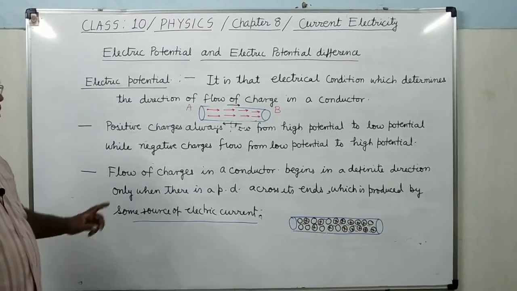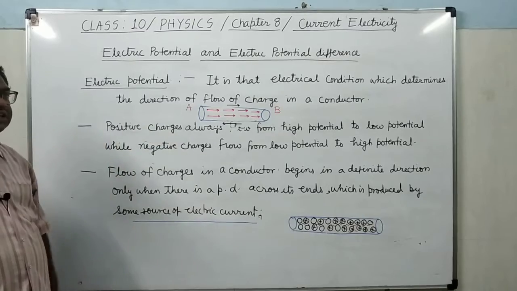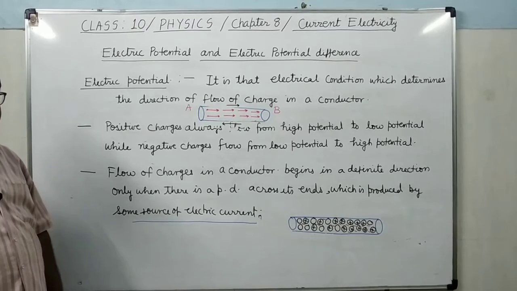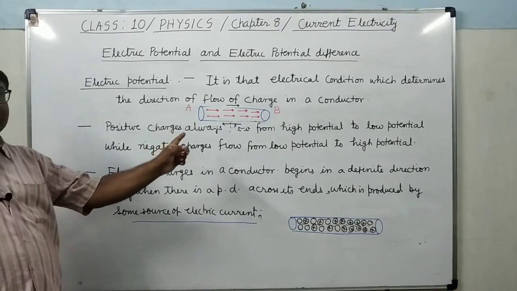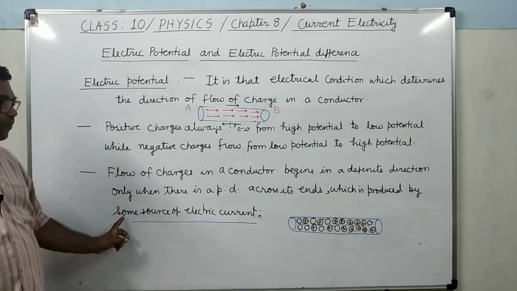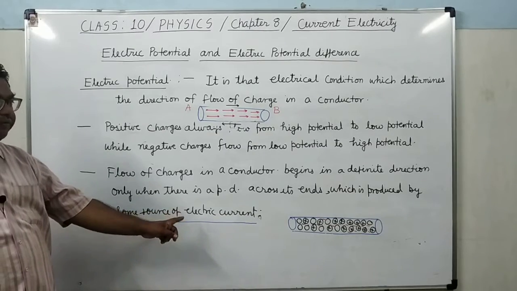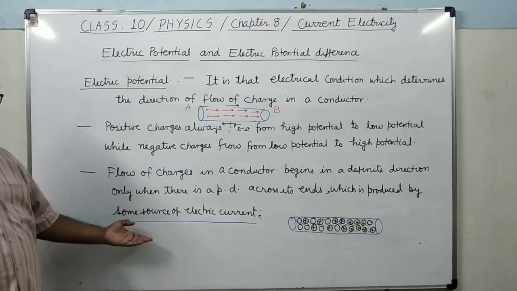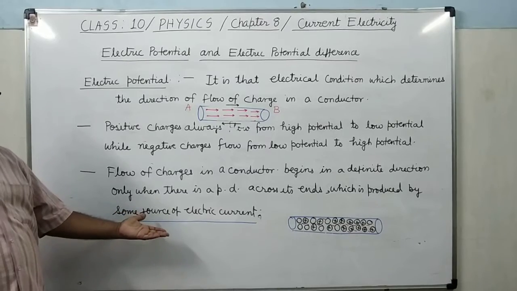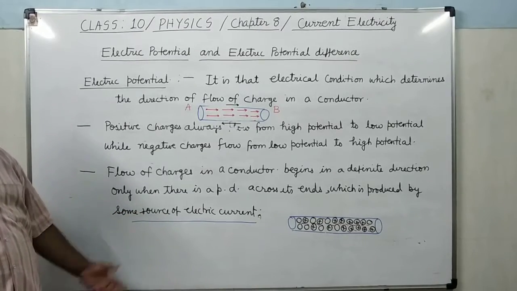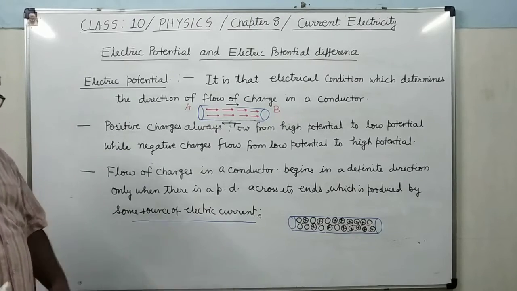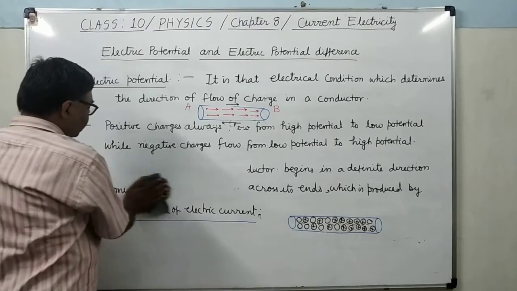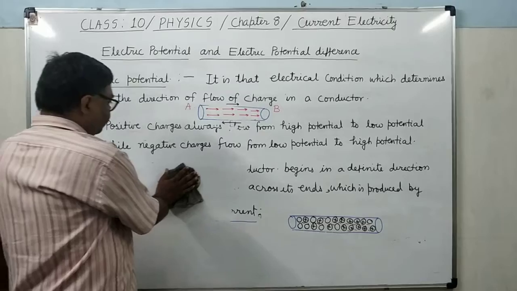So see here, you can make possible the flow of electrons in a definite direction. You can create electric current in a conductor by creating a potential difference across its ends, and this potential difference can be created with the help of some source of electric current. The source can be the cell, the battery, or the AC mains, which you get from the electric supply company. Is it clear? Now see here, what is electric potential? How will you define the electric potential? Is it clear?